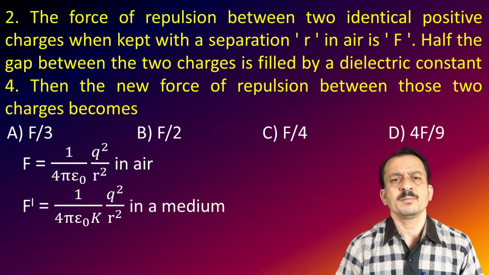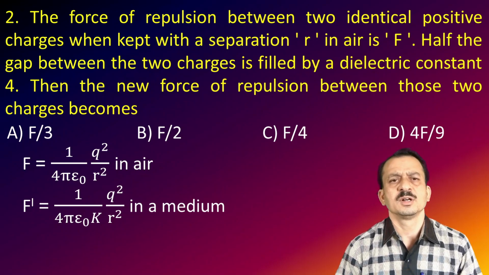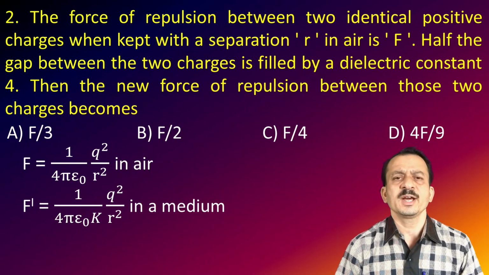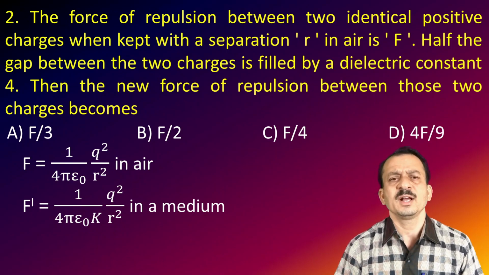So here, because of the presence of the medium, obviously the new force reduces. Now here we have to calculate how much it is going to reduce. Now here in the second case, half of the region is air medium and the remaining half region is a medium of dielectric constant 4.